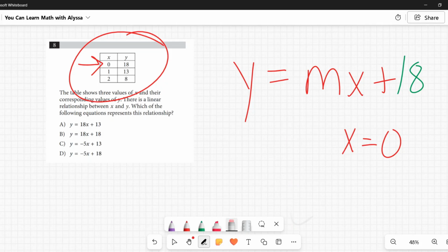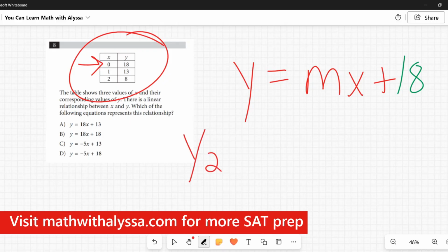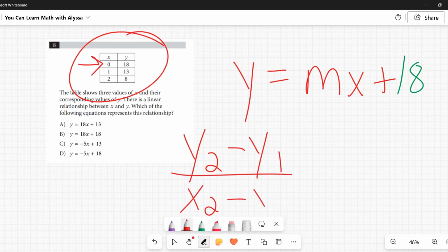That's my y-intercept. Next is the slope. Slope is often defined as change in y over change in x, or you might see it in your math book as y2 minus y1 over x2 minus x1. All this is telling you to do, even though it looks very fancy, is to take 2 points and plug them in. When we say 2 points, each of these up here is a point: x, y, x, y, x, y. I can pick any 2 of these that I want.